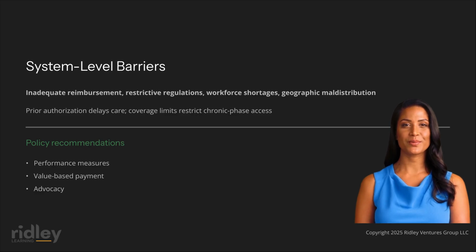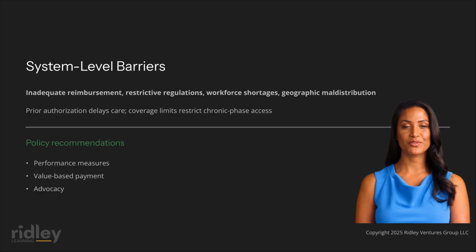System-level barriers encompass payment policies that inadequately reimburse evidence-based rehabilitation services, regulatory requirements that impede care delivery, workforce shortages that limit service availability, and geographic maldistribution of rehabilitation resources that creates access barriers for populations distant from specialized centers. Prior authorization requirements for inpatient rehabilitation admission delay care transitions and create administrative burdens that consume clinician time better devoted to patient care. Coverage limitations on therapy services, particularly for chronic stroke survivors, restrict access to ongoing rehabilitation, despite evidence supporting benefits of continued intervention for patients with persistent deficits and rehabilitation potential.